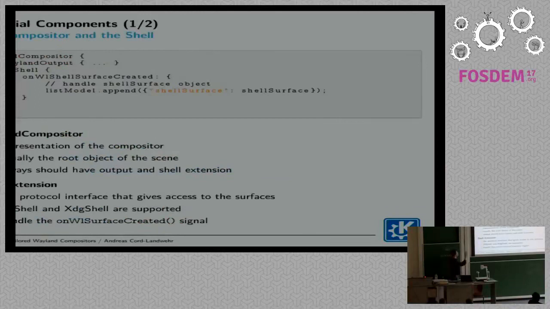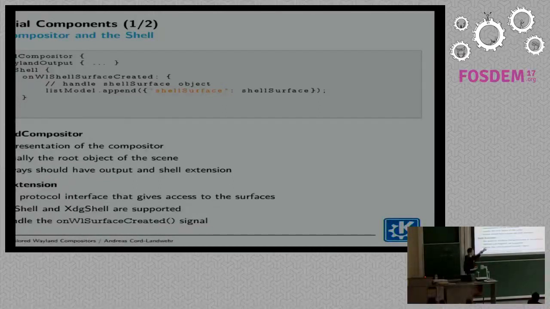So we always have, or typically we have, as a root this Wayland compositor. It's the actual representation of the compositor. In the background, everything is created for your Wayland compositor. And usually you should have an output. Otherwise you don't see anything. You should have a shell extension to get information that there are surfaces to be presented. The shell extension actually gives you information sent by the Wayland protocol.